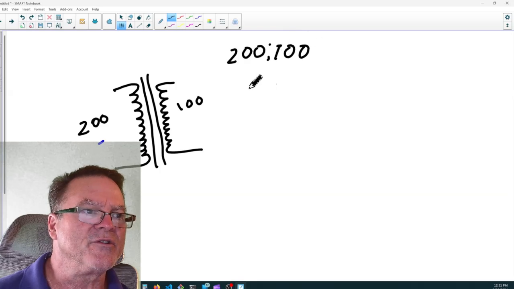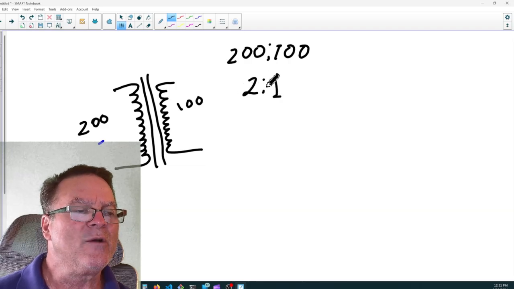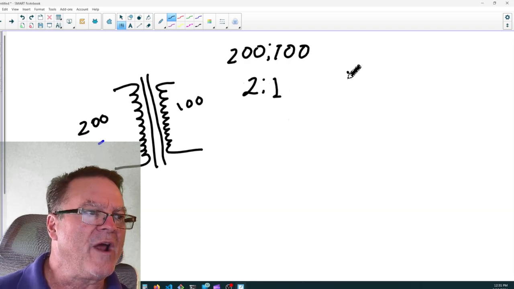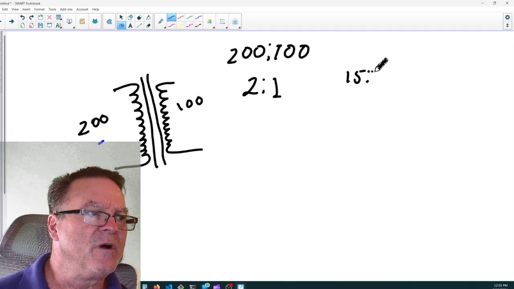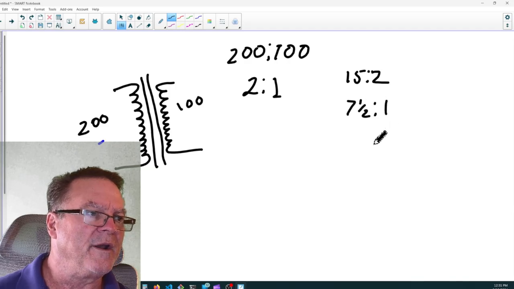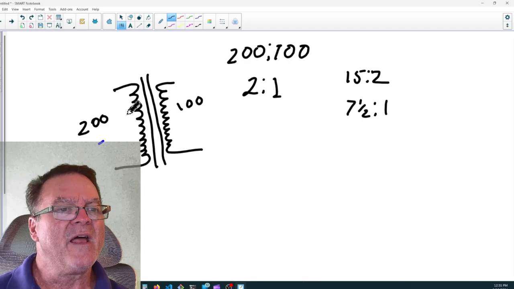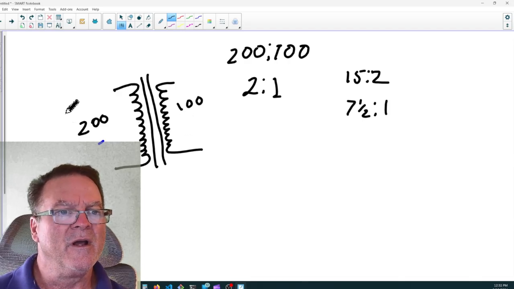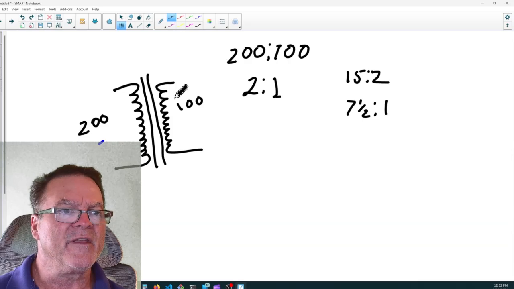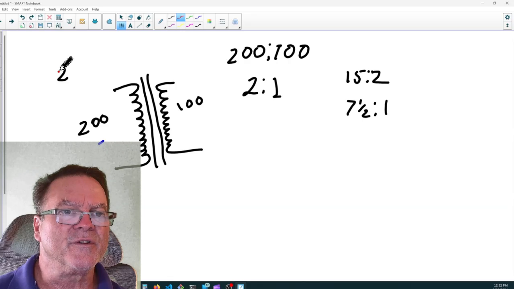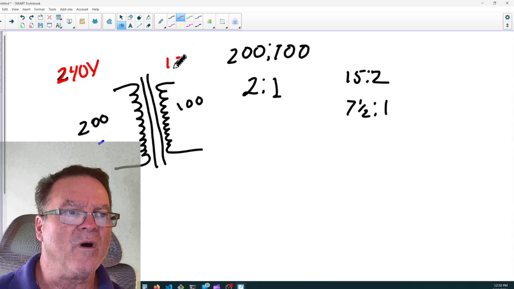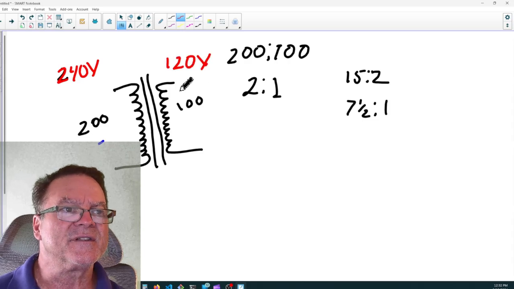They don't write it as 200 to 100. They write it 2 to 1. They always try to make one side equal to 1. So rather than seeing 15 to 2, you probably see 7.5 to 1. But this is a step-down transformer, meaning that there are more windings in the primary than the secondary. And if we put 240 volts, let me make it red for voltage, if we put 240 volts into the primary, we're going to get 120 volts out of the secondary.